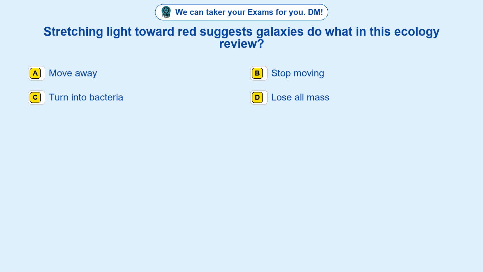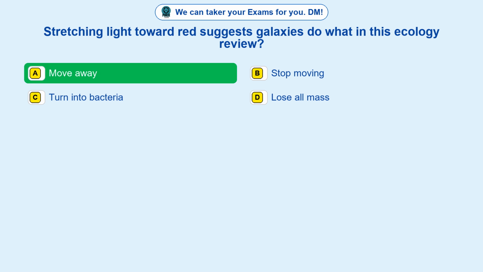Question 94. Stretching light toward red suggests galaxies do what in this ecology review? Option A, move away. Option B, stop moving. Option C, turn into bacteria. Option D, lose all mass. The correct answer is option A.